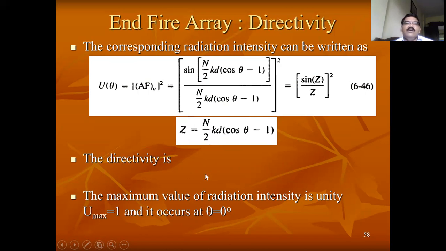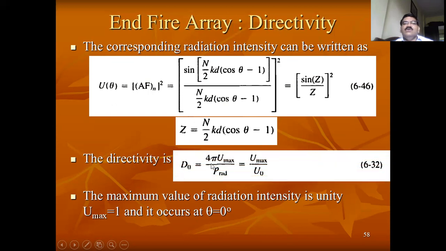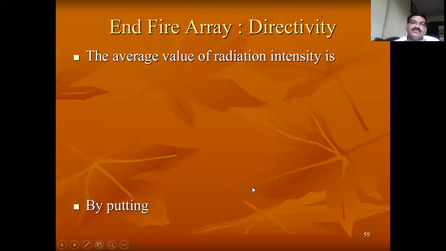So the directivity is D0 equals 4 pi U max upon P rad, or U max upon U0. This is the general formula which you have in the basic formulation in the first chapter, and we are using it here. The maximum value of the radiation intensity is unity. We know that U max equals 1, and it occurs at theta equals 0.